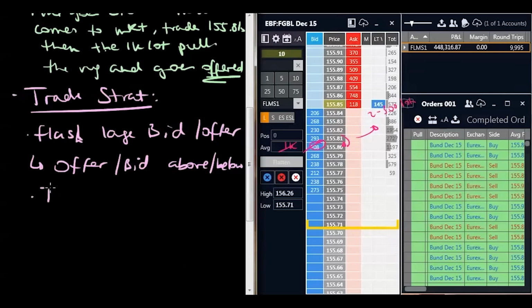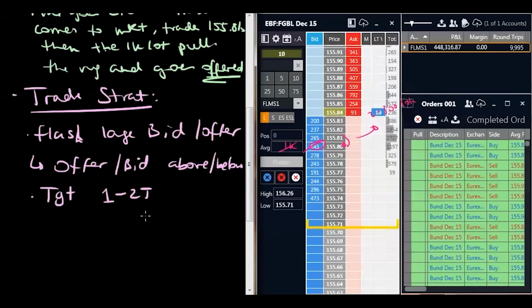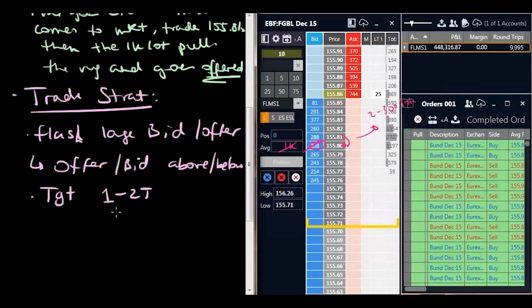Your target on this kind of trade is between 1 and 2 ticks. Usually it's just 1 tick. You're not looking for anything more than 1 tick. If you're looking for 2 ticks, you're getting a little bit greedy. If you identify it correctly and you see it come into the marketplace, the 1 tick you can get at a very high probability. I couldn't possibly tell you the probability of that because I have not done the back testing. I think it's quite difficult to actually back test this order book gaming, but it's a very high probability.